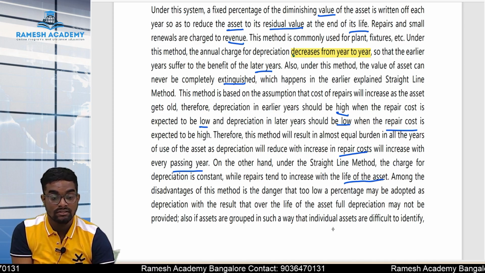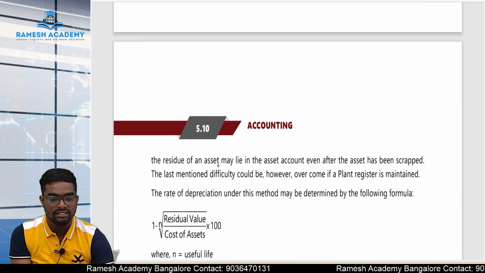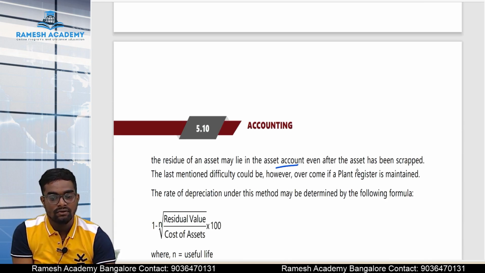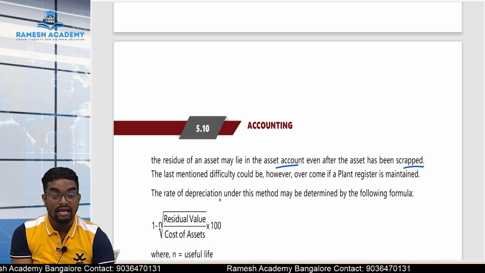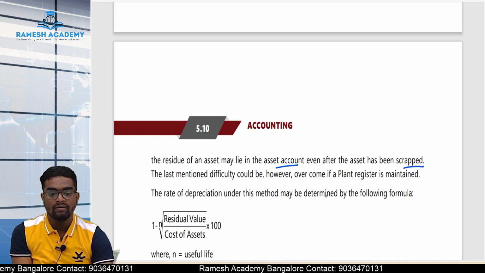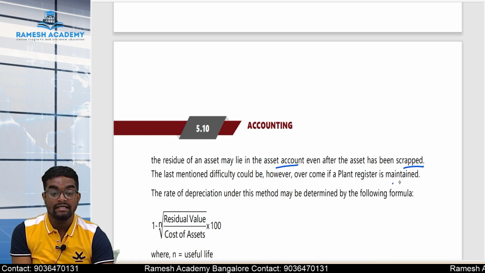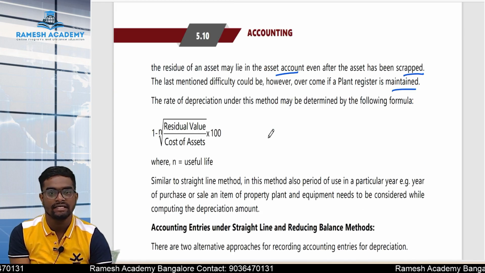Also, if the assets are grouped in such a way that individual assets are difficult to identify, the residue of an asset may lie in the asset account even after the asset has been scrapped. This is one of the disadvantages. The last mentioned difficulty could be, however, overcome if a plant register is maintained. So if the plant register is maintained, this difficulty can be overcome.